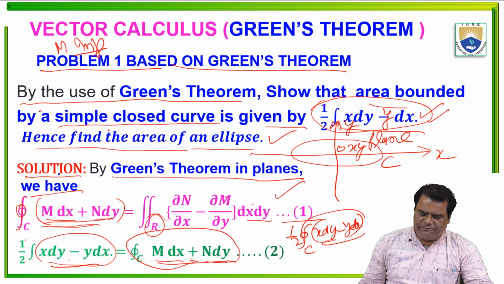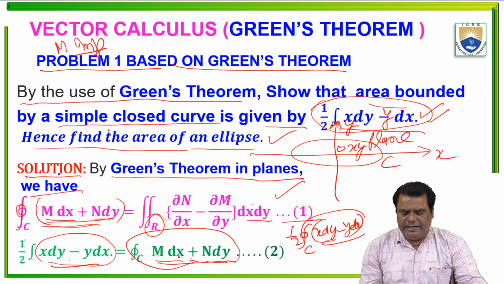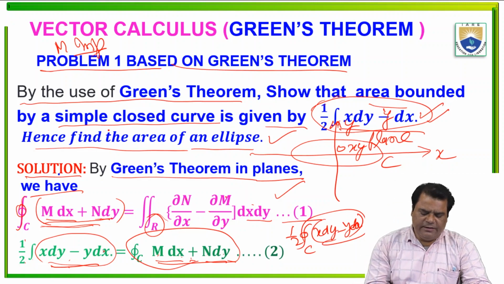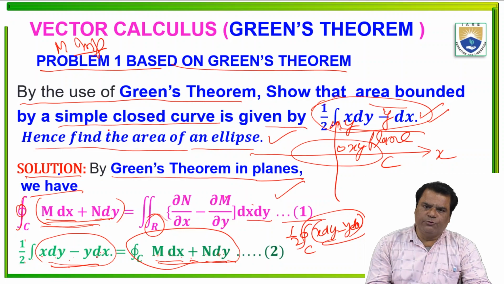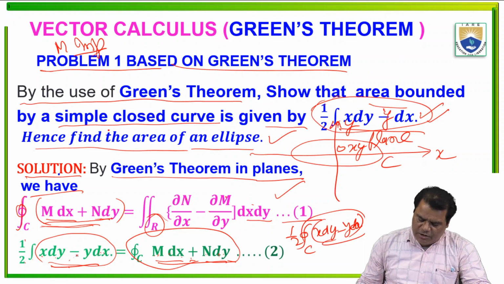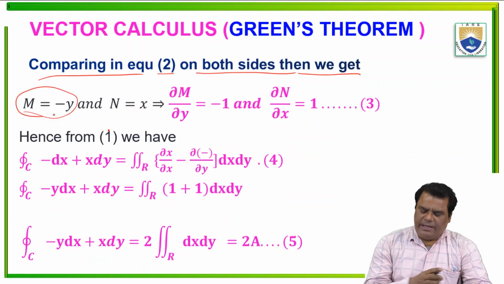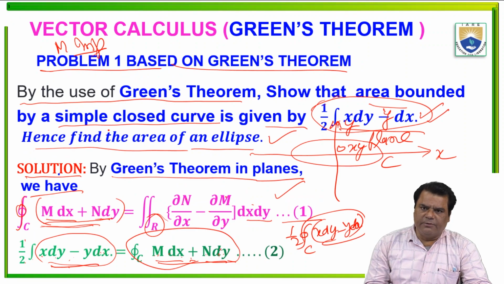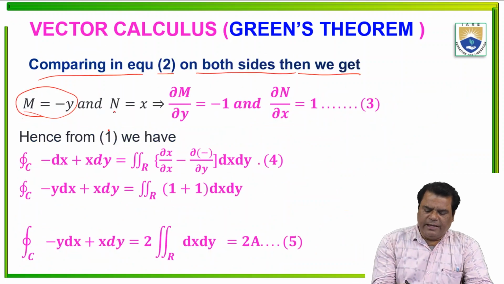In our formula, M is the coefficient of dx and N is the coefficient of dy. Taking the coefficient of dx on both sides: in the formula the coefficient of dx is M, and in the question the coefficient of dx is minus y. So M is minus y. Next, in the formula the coefficient of dy is N and in the question the coefficient of dy is x. So N is x.